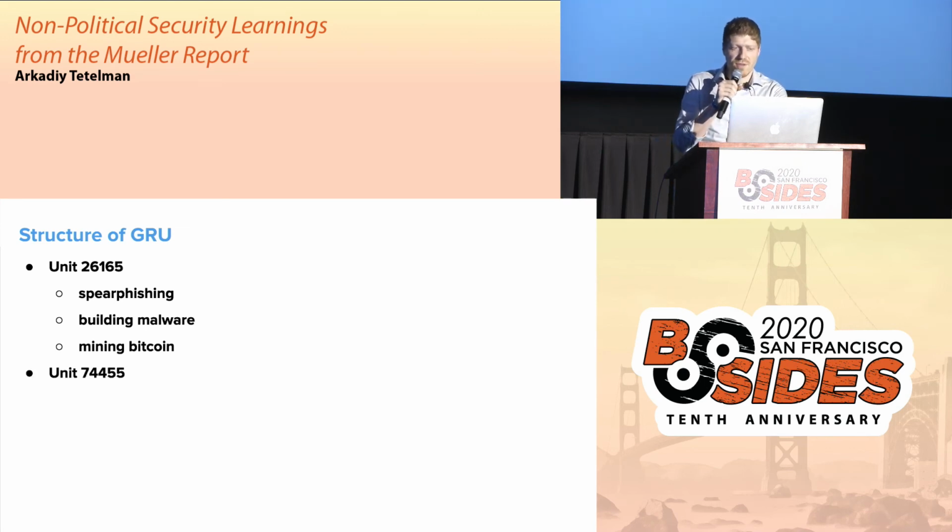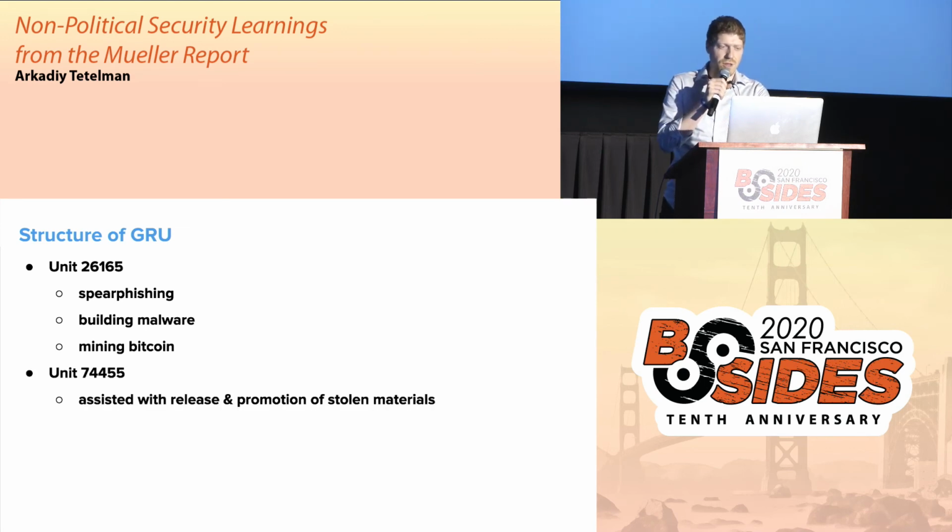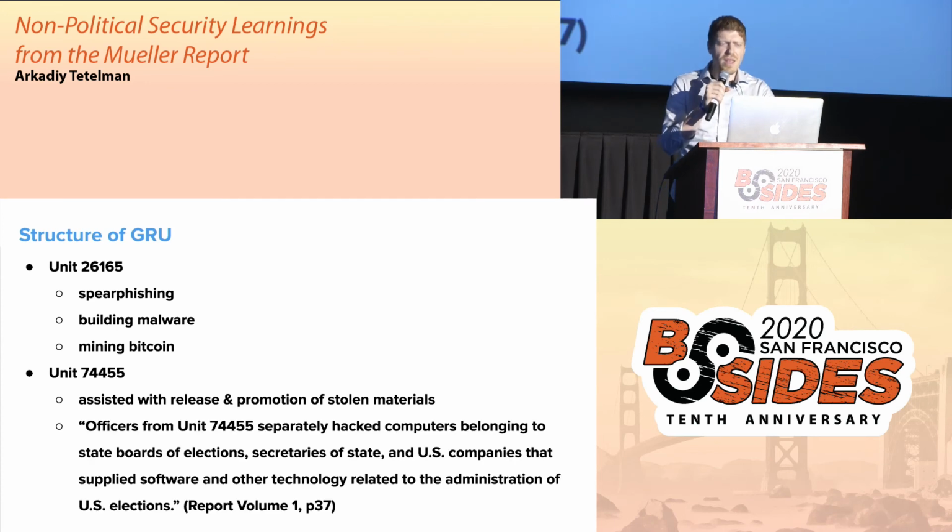The other unit involved was Unit 74455. I'll just read this quote. They assisted with the release and promotion of stolen materials. And the quote is, "Officers from Unit 74455 separately hacked computers belonging to state boards of elections, secretaries of state, and U.S. companies that supplied software and other technology related to the administration of U.S. elections." Again, I think that the DNC really received the majority of media reporting, but there were these peripheral hacks going on as well.